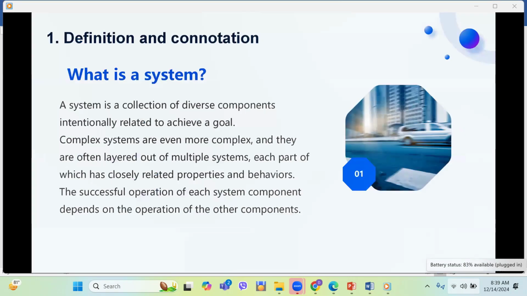To understand the socio-technical system, we need to know what a system is. A system is a collection of diverse components intentionally related to achieve a goal. Complex systems are even more complex, and they are often layered out of multiple systems, each part of which has closely related properties and behaviors. The successful operation of each system component depends on the operation of the other components.